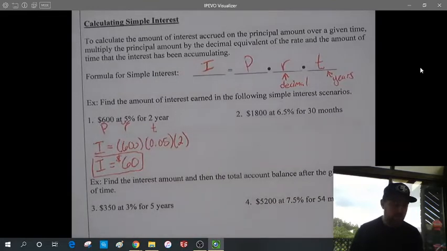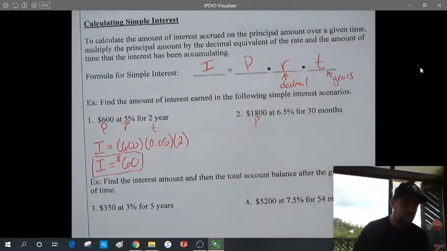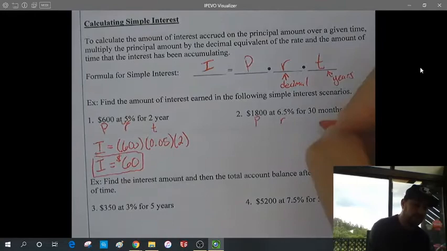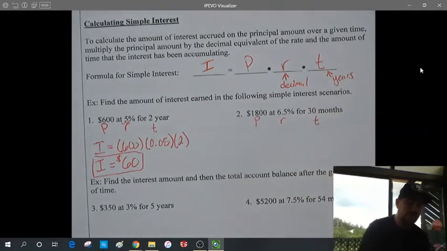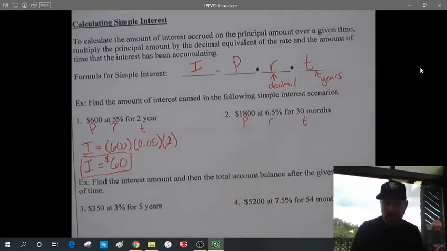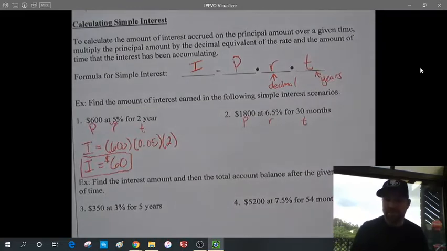Okay. For number 2, we have $1,800 that was deposited or borrowed. That's the principal amount. At 6.5%, that's the rate, over 30 months, which is time, but we do want to convert that to a number of years here. We could calculate a number of months and then just understand that what we're looking at would be a per month rate, but typically 6.5% is not something that you're going to see per month. That'd be an extremely high interest rate. So 6.5% would definitely be more of a year situation.